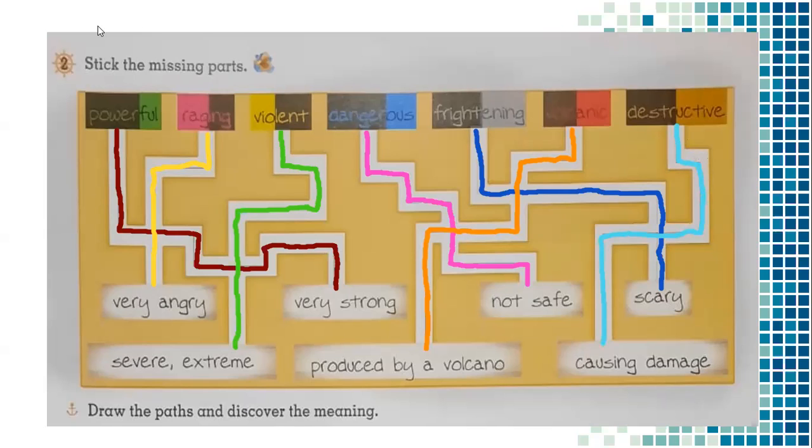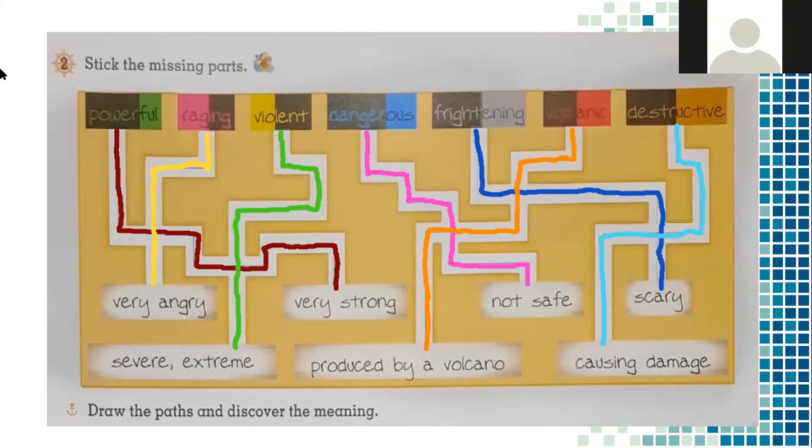Okay, the first one is powerful, very strong. Yeah. Okay, then we have raging. This one is very angry, violent, severe, or extreme. Okay, then we have dangerous. That means not safe. Volcanic, something that is produced by a volcano. Frightening, scary, and destructive. This one is something that is causing damage, yes? Okay, excellent. So let's see.